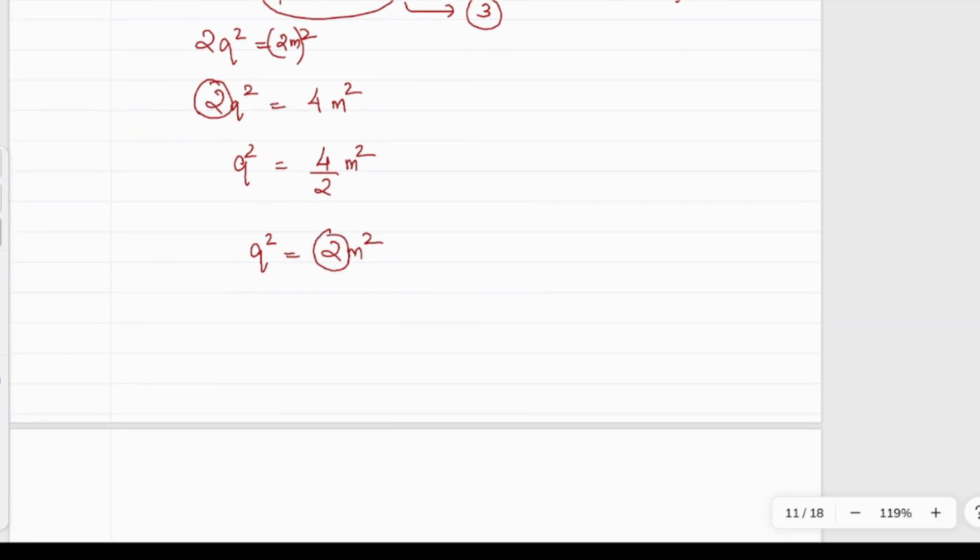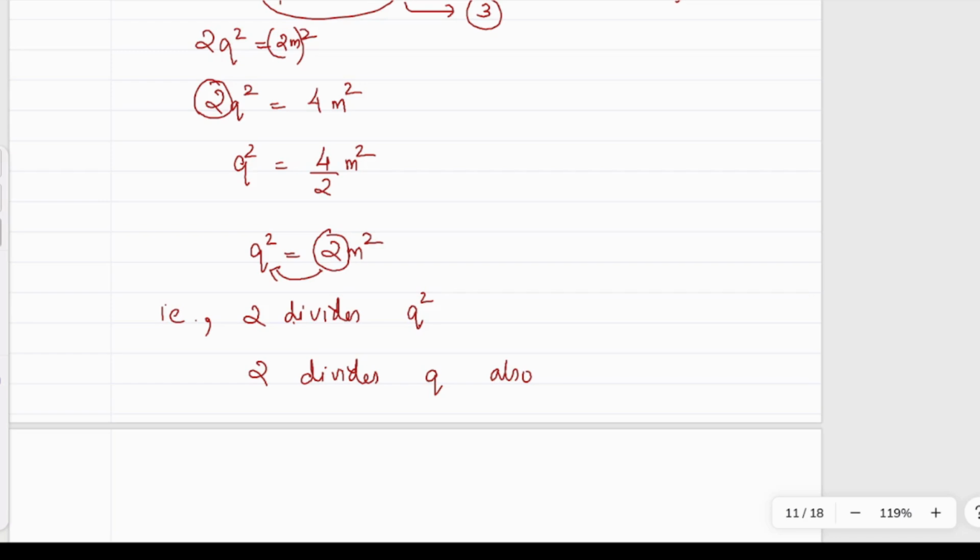From here also what can I write? This 2 can divide what? It can divide q square. That is, 2 divides q square, right? If 2 divides q square, I can write again what? 2 divides q also. Correct? So, but now look here. This contradicts our fact, right?